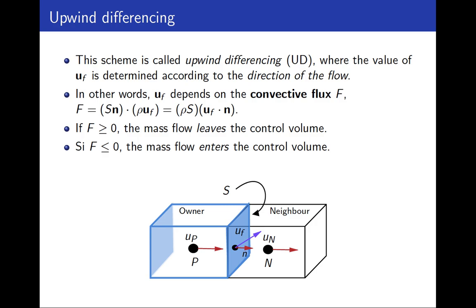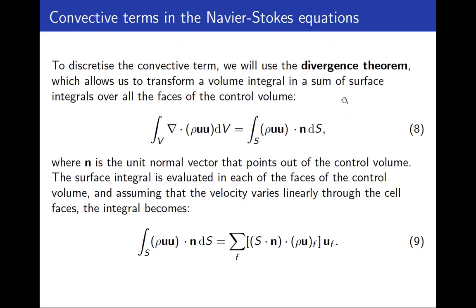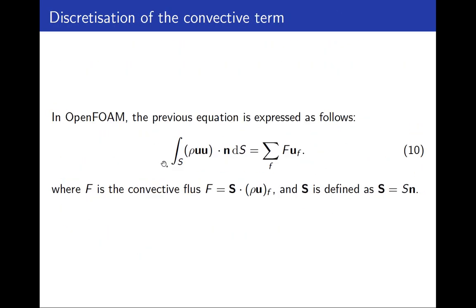So in order to solve this problem, some mathematicians and researchers have developed another scheme which is called the Upwind differencing, also called UD, where the values at the cell faces will be determined according to the direction of the flow. I will explain this. In other words, the velocity at the cell faces will depend on the convective flux F, which you remember was defined here, before.